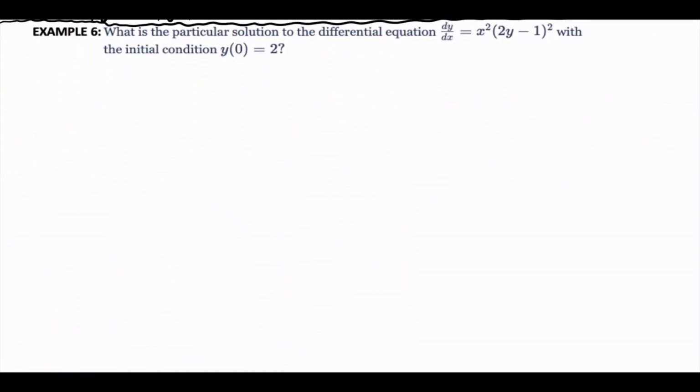Okay? All right, so let's go to example number 6. The particular solution means you find C. You find out what C is. So we've got to find out what C is using the point. Okay, so we have our derivative. We write this down. This is where we start. We start with our derivative equation: x squared times (2y minus 1) squared. And then we have our point here.